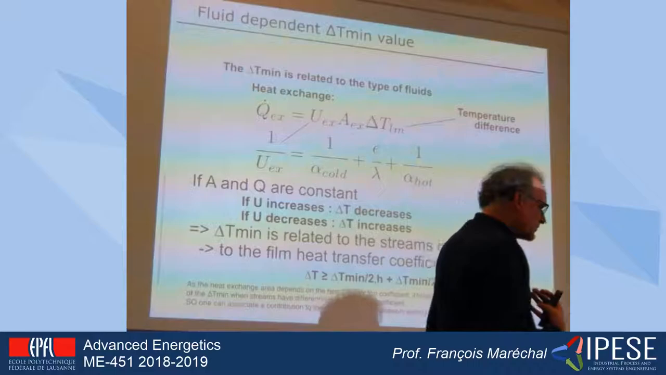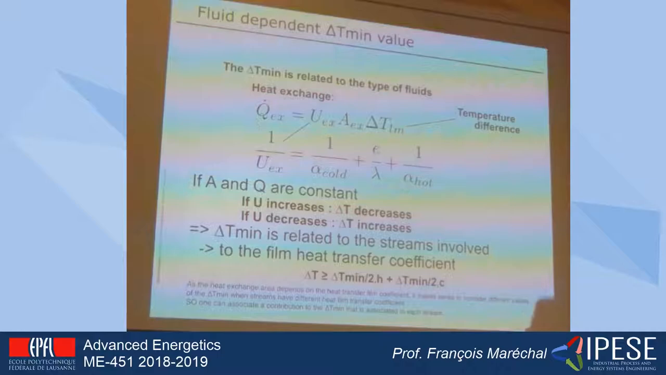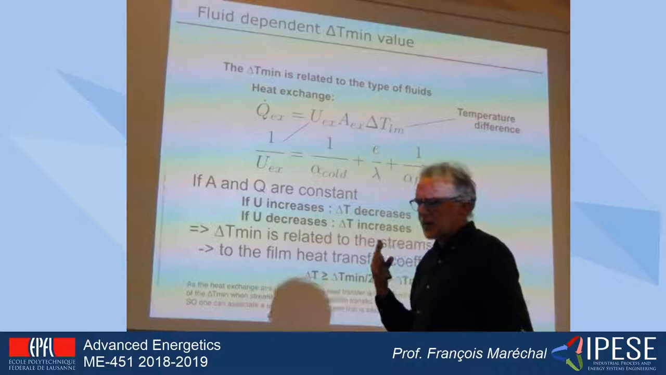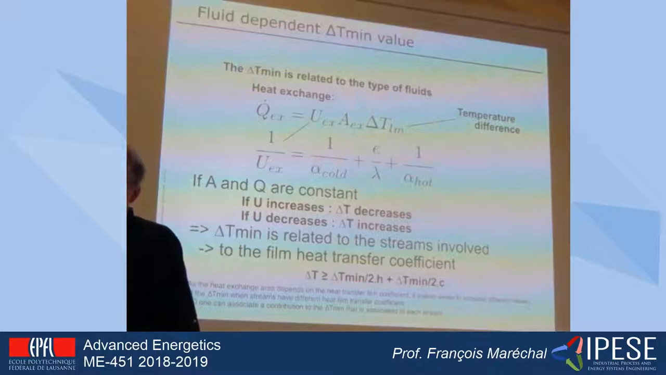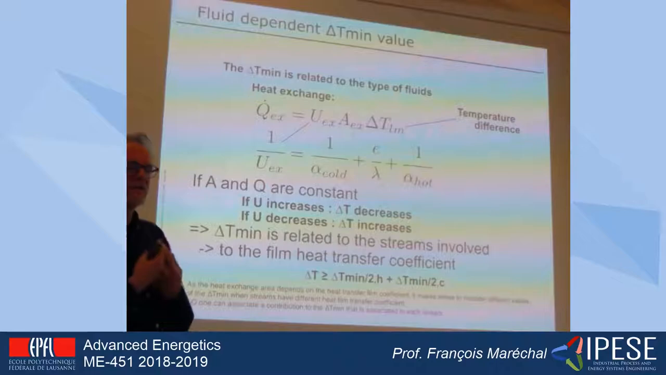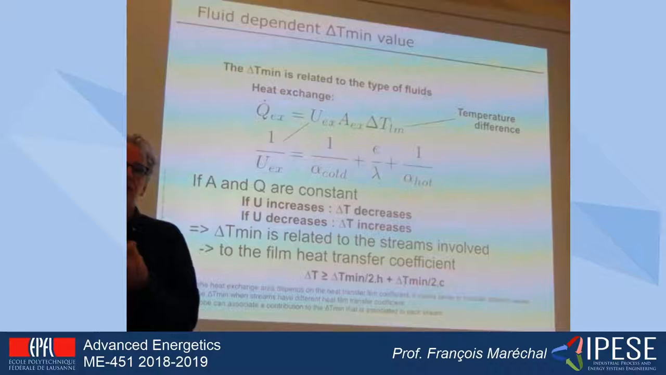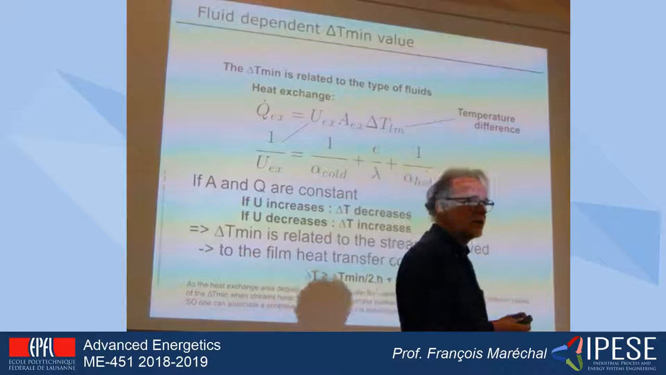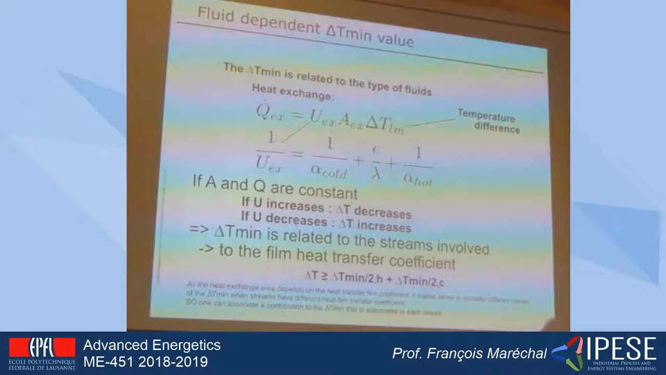Taking into account the value of the heat transfer coefficient means that we will be able to some extent to see, in the calculation of the heat exchanger area, the importance of streams that are easy for doing the heat exchange compared to others that have a very bad heat transfer coefficient and that would cost a lot. Okay, so assuming a unique value for the delta T minimum would not be so comfortable if all the streams are with hot water.